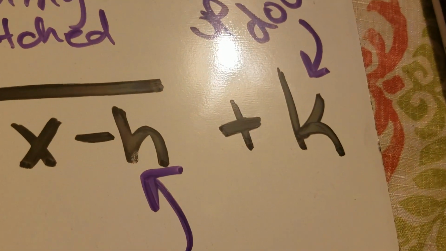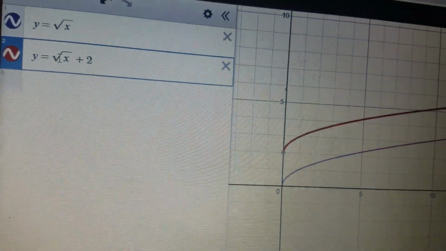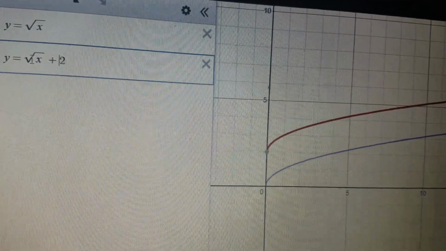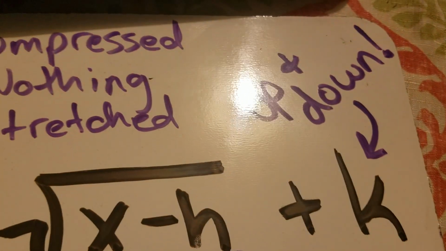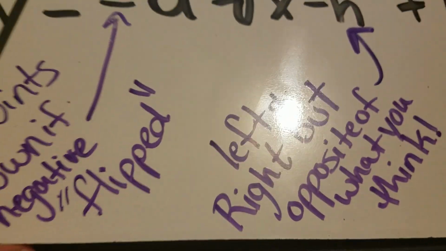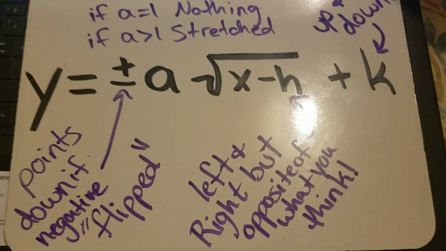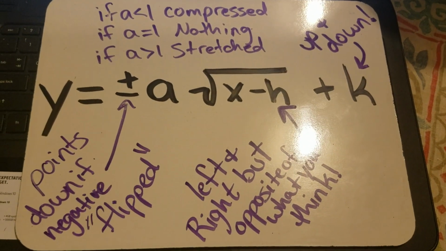Now looking over here, the k value should be tacked on at the end without being underneath the radical sign. Let's try adding 2 and see what happens. Moved it up. If I do -2, it moves it down. So the k value is going to move it up and down exactly as you would expect. Those 4 values, you're going to want to keep track of them, especially if you head into Algebra 2. You're going to see these pretty much every single chapter.